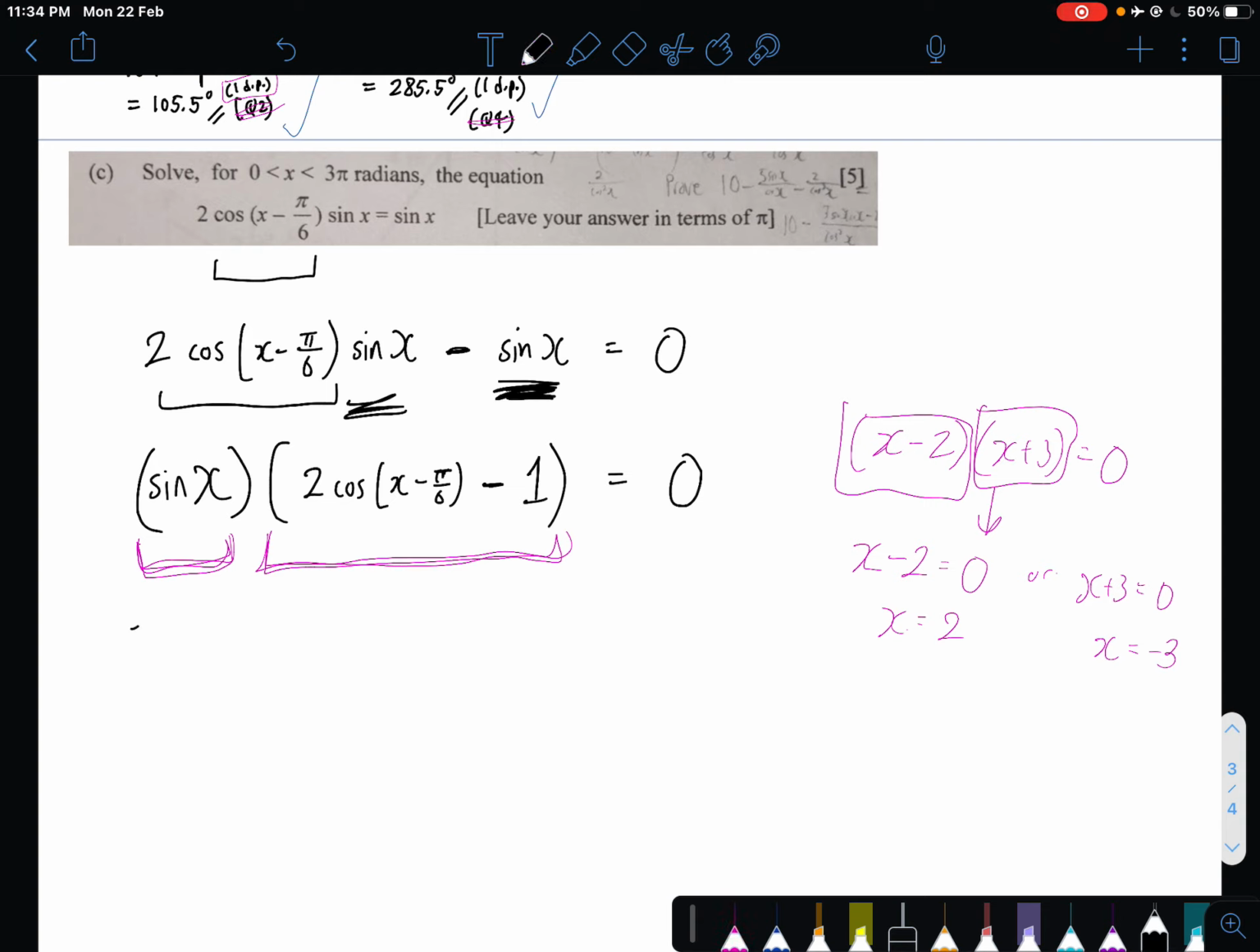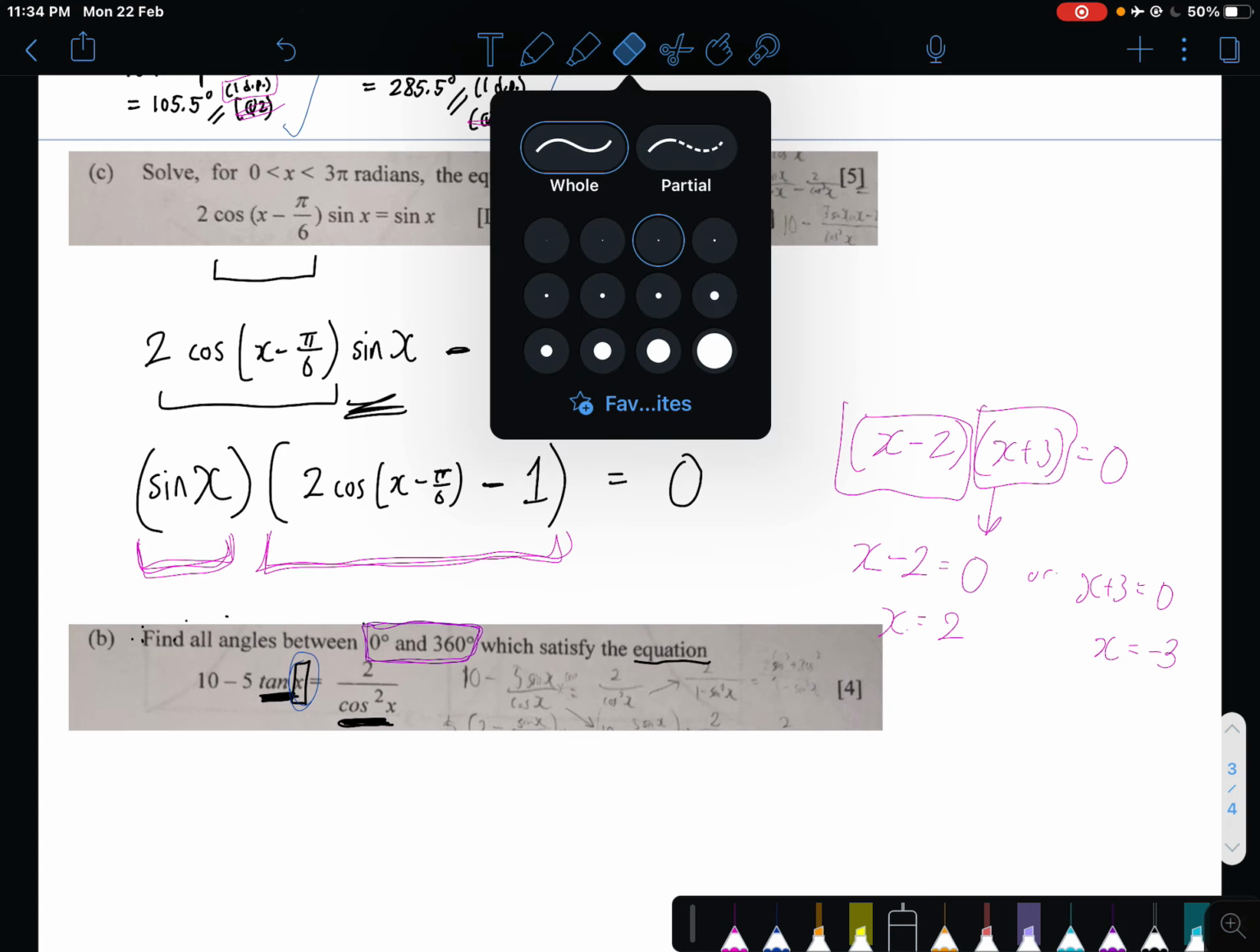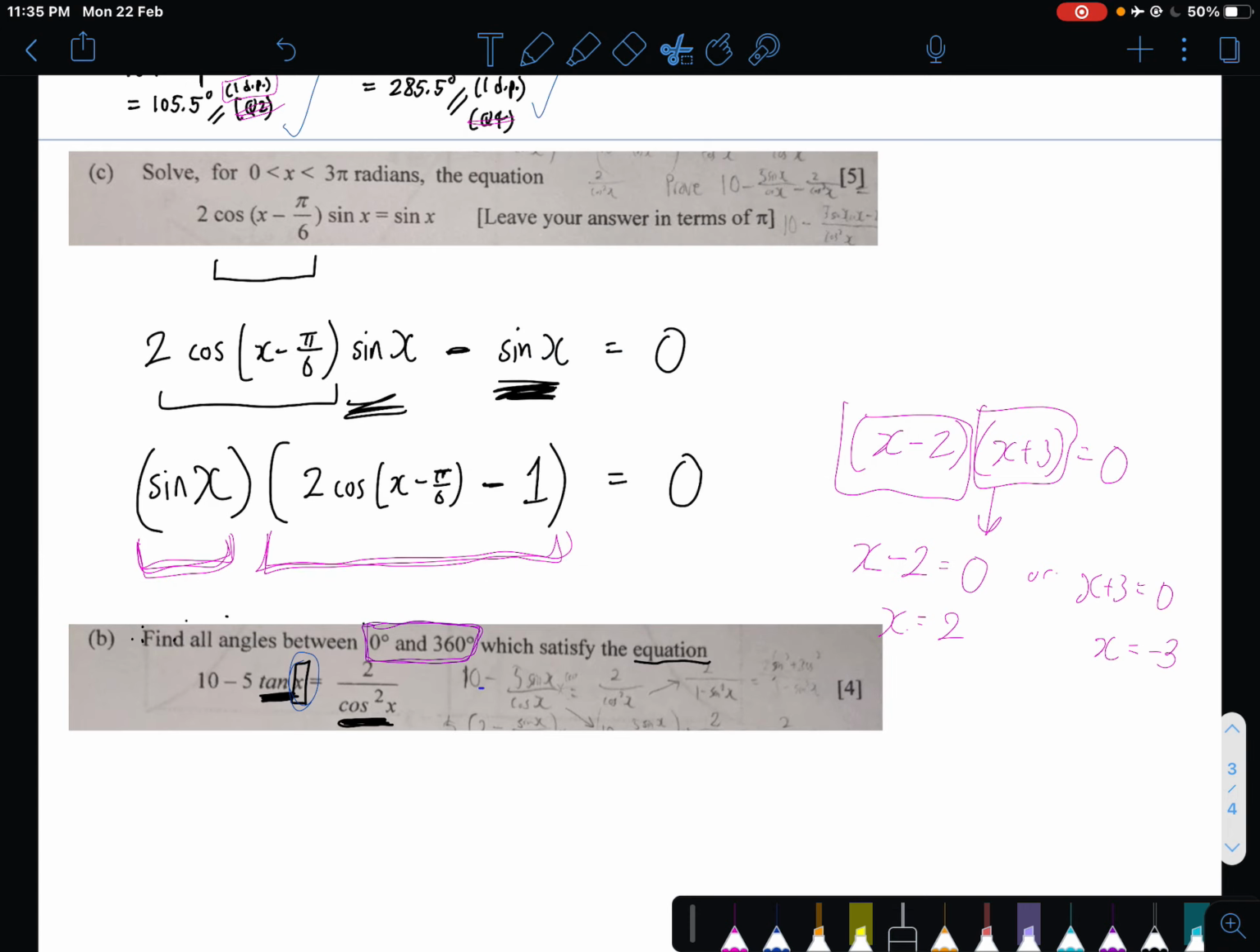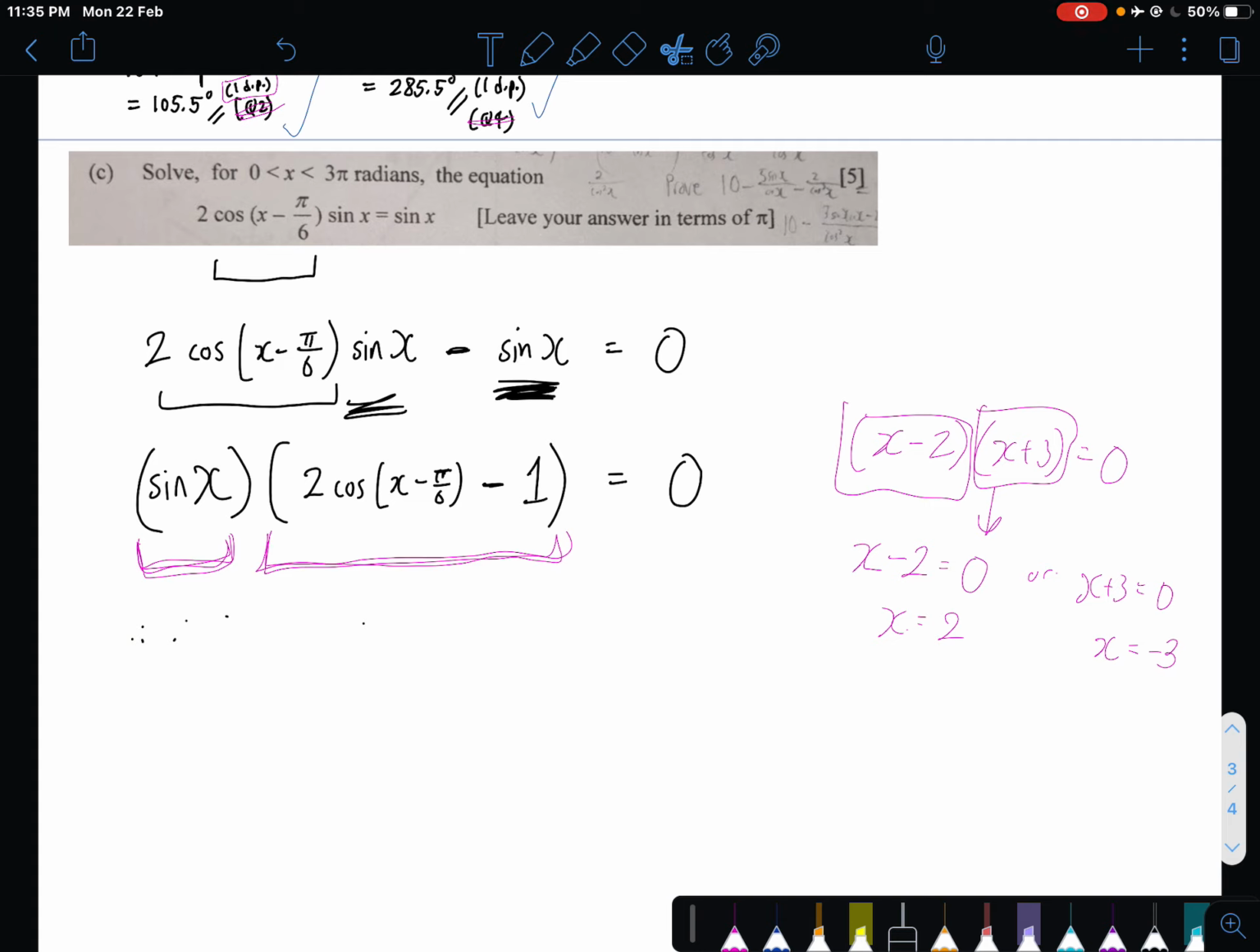What do we get? We'll get the first guy, sine x equal to 0. My pencil was behaving weirdly. Okay, come back. Yeah, sine x equal to 0, that's the first guy.